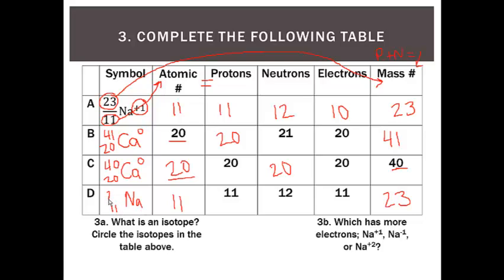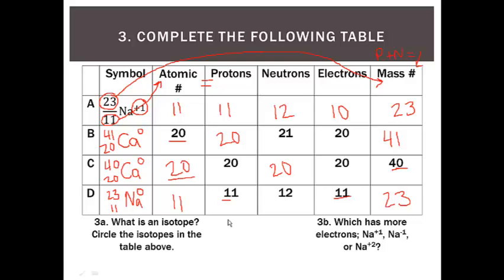Mass number goes on top, atomic number goes on bottom. The difference between D and A is that for D, I see that I have 11 protons and 11 electrons. So that means my charge is 0.